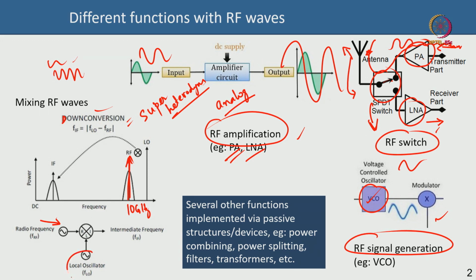For that you use something called a local oscillator. That could be your VCO, the voltage controlled oscillator, which will generate an RF signal from a quartz crystal, whose frequency is very close to 10 gigahertz, say 10.1 gigahertz. Then this is a mixer.